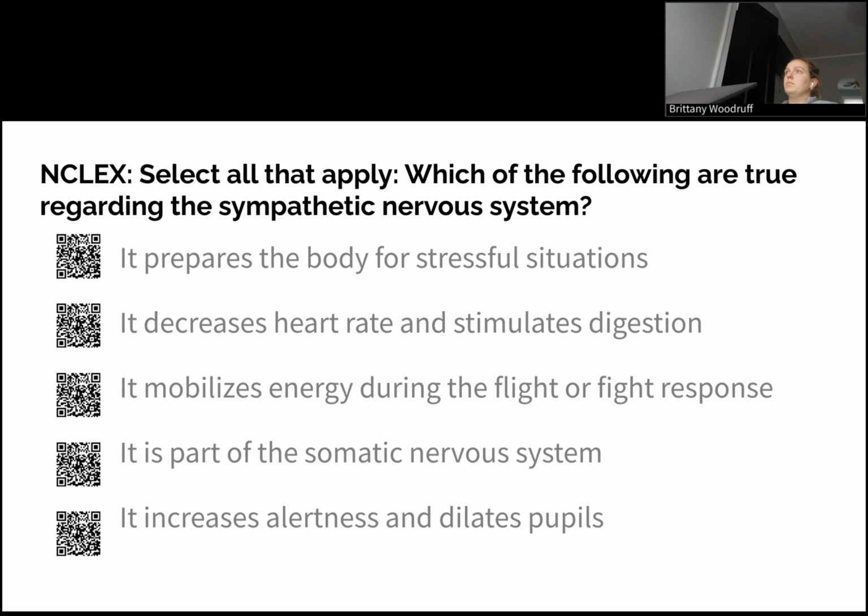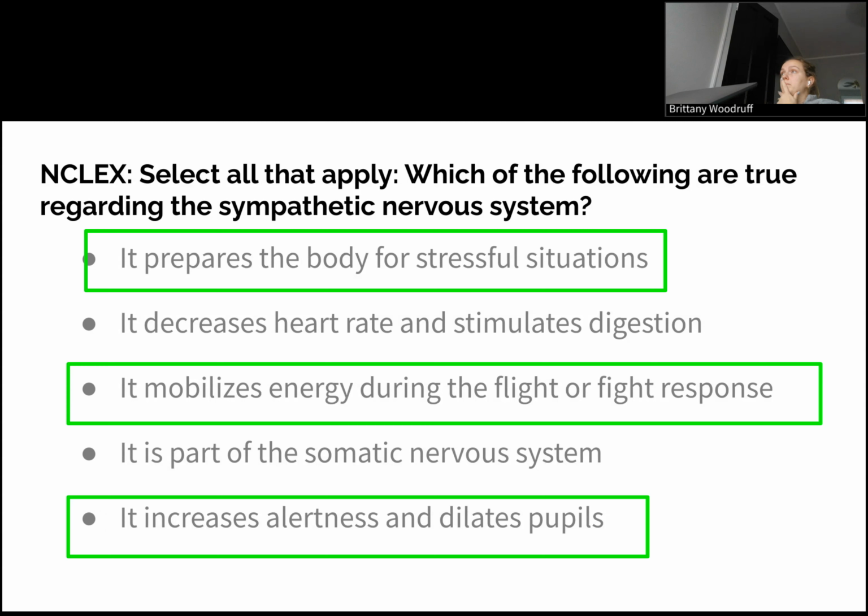Yeah, great job. So, the sympathetic nervous system, right? Stress, sympathetic stress, SNS. Okay. Decreasing heart rate and stimulating digestion, right? That's going to be that rest and digest system. So that is going to be part of your parasympathetic nervous system. Okay. Fight or flight response. Again, we are talking about your sympathetic nervous system. Okay.